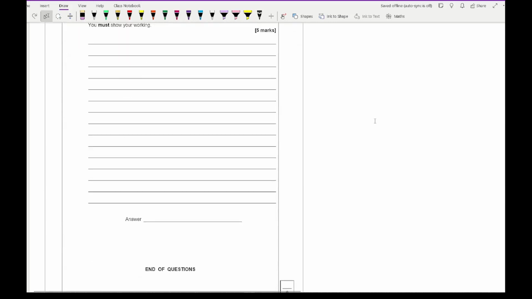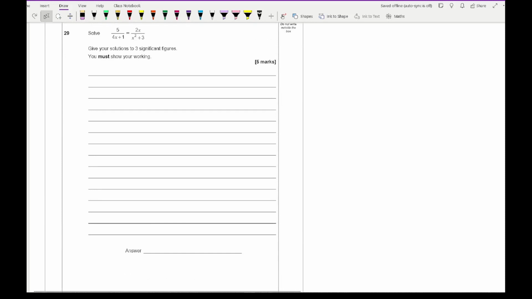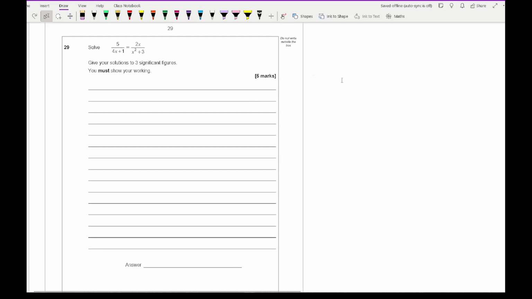Then moving on to our last question, which is looking at algebraic fractions. And the question is asking me to solve this algebraic fraction. So let me start by making it a little bit bigger for us to see. Now because I've got fraction equals a fraction, I'm going to cross multiply. So I've got 5 lots of x squared plus 3 equals 1 there, and we've got 2x and then 4x plus 1. Now it doesn't really matter which one you've got in brackets because it all means the same.